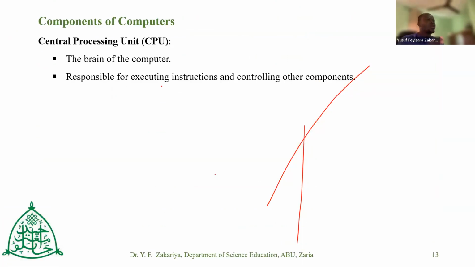Okay, and what about the components of computers? We can start with the CPU, which I'm very sure even kids in primary school are now introduced to, the brain of the computer. Some people call it that. Why do they call it the brain? Because it is the thinking house of the computer. It's responsible for executing instructions. Instructions here are programs. So it is responsible for executing instructions and controlling other components of the system.